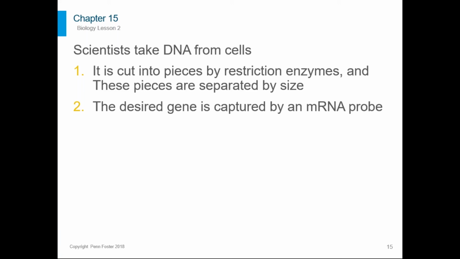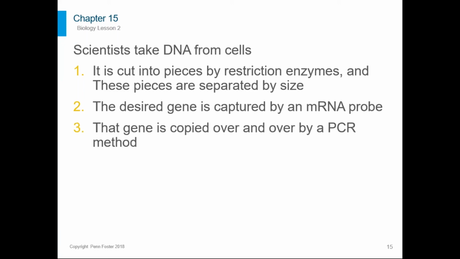So the mRNA probe has a certain code on it, and it finds the chunk of DNA that it's looking for, the one that it matches up with, and that's how we know that's the piece we want. So we've cut up the DNA with the restriction enzymes. We use the mRNA to find the right piece, the one with the code that we specifically are looking for. And then we copy it over and over and over by a method called PCR, which we're going to describe in a few slides in more detail. But just know that's a way to copy the gene.